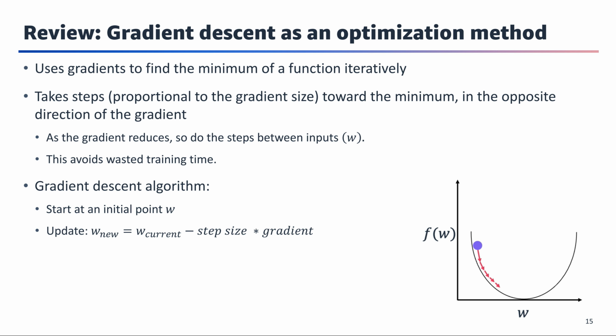The algorithm begins with an initial point W. Update W by steps in the opposite direction of the gradient to move toward the minimum. The size of the update is controlled by the step size parameter, also known as the learning rate. If the step size is too small, the algorithm might take a long time to converge or might never reach the global minimum.